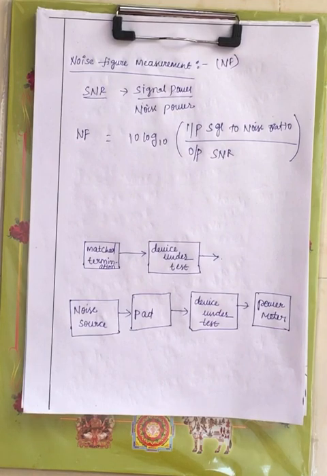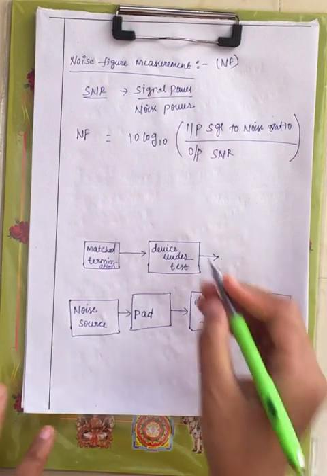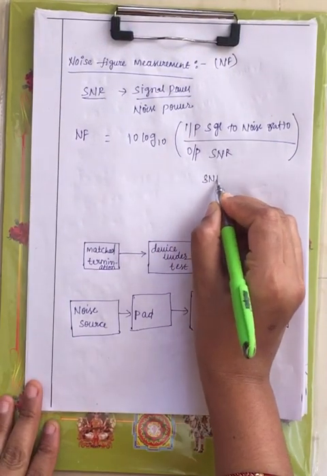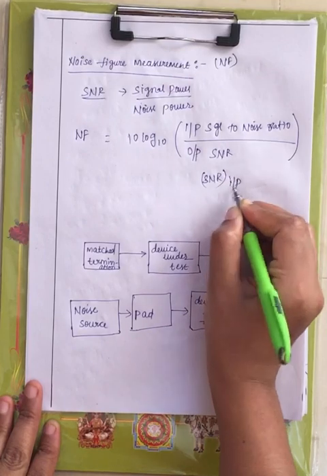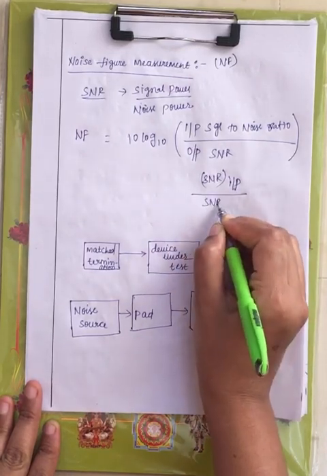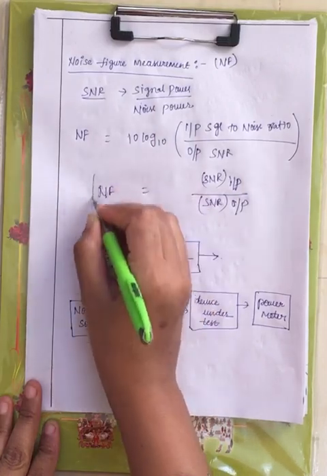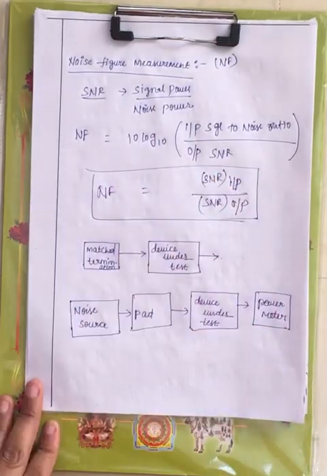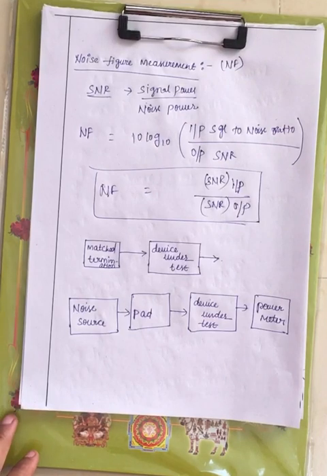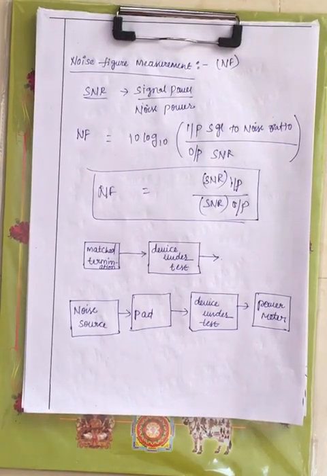Now this noise figure you have to measure using microwave equipment. It is given by the input SNR, also denoted as SNR input divided by SNR output. This is the noise figure or noise factor, and you have to measure it using microwave equipment. Now how you will get it, let me explain.